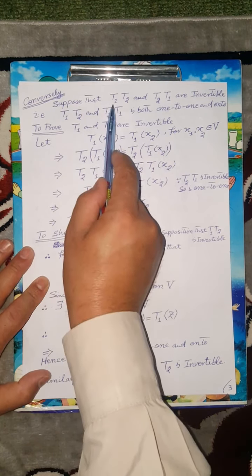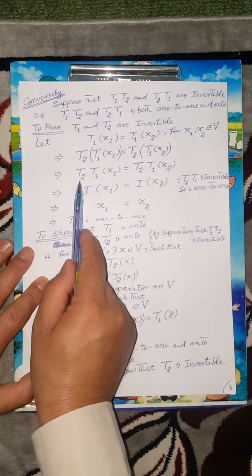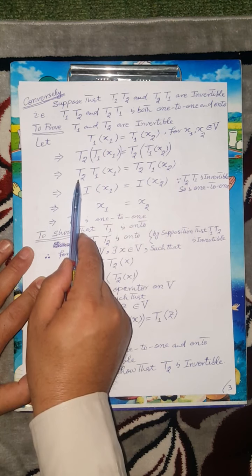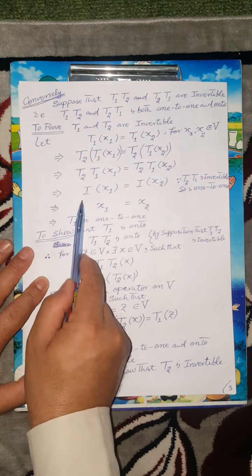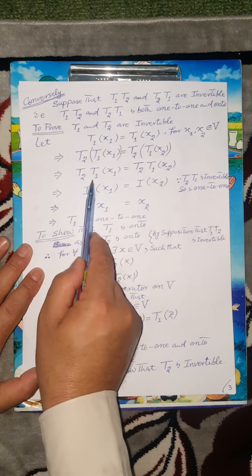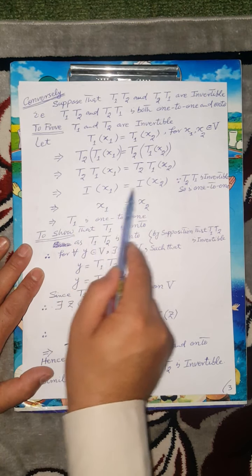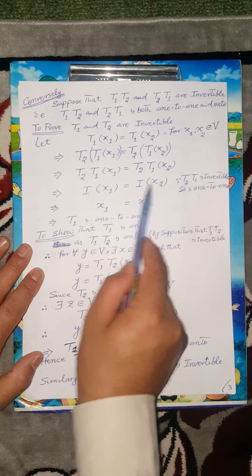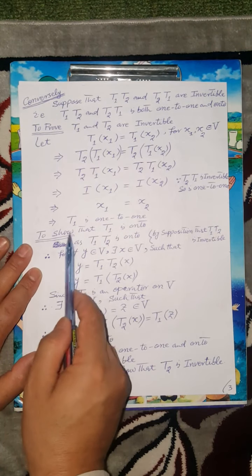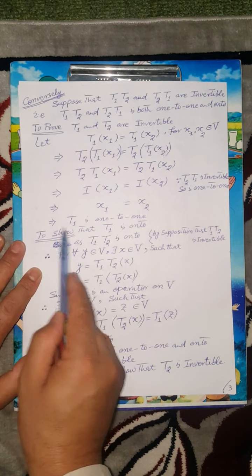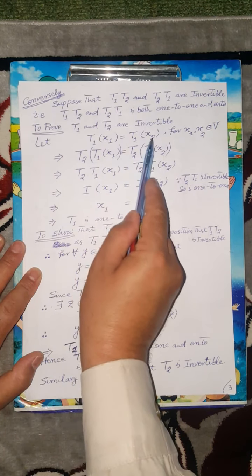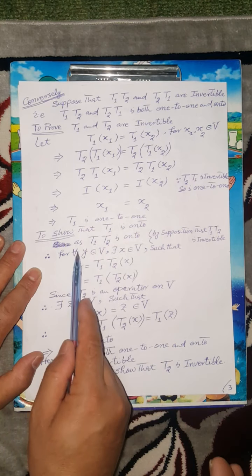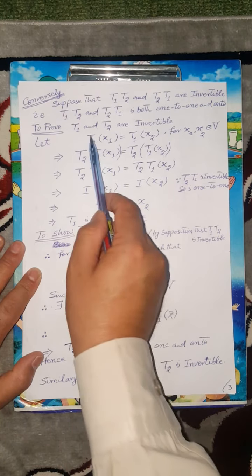Since T2 T1 is invertible, therefore T2 T1 is both 1 to 1 and onto. That is, T2 T1 gives an identity linear operator: T2 T1 is equal to the identity on x1, and T2 T1 is also equal to the identity linear operator on x2, by a previous theorem, or the previous result. That is, T1 x1 equal to T1 x2 implies that x1 is equal to x2, that is T1 is 1 to 1.